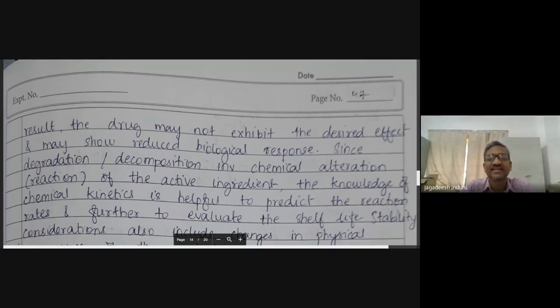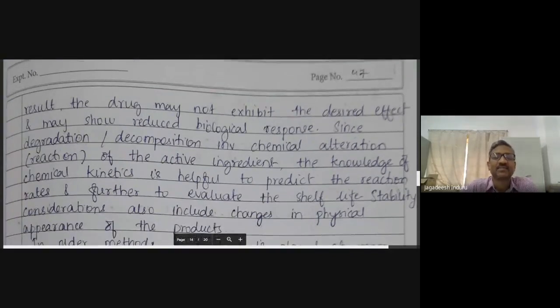Hence, the degradation and decomposition involved in the chemical alteration or reaction of the active ingredient we need to determine. The knowledge of chemical kinetics, about its rate constant, half-life and shelf-life, will help us predict the reaction rates and further evaluate the shelf-life. So we need to determine first the rate of reaction, that is the stability rate constant, then the half-life, and then we are going to determine the shelf-life.